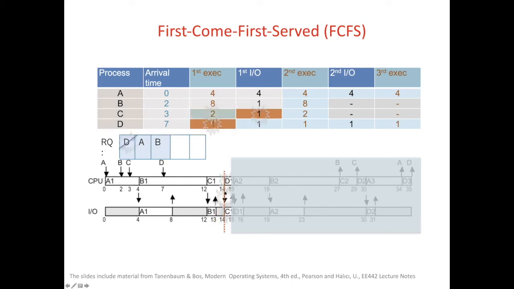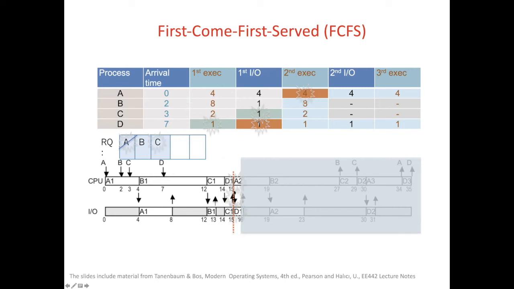At 14, the first execution of process C finishes. It goes to the device queue and the process in the front of the ready queue is D. D starts its execution. This is the first execution of process D. At 15, D finishes execution. It goes to the device queue. Meanwhile, C finished its I/O operation. It enters the ready queue.